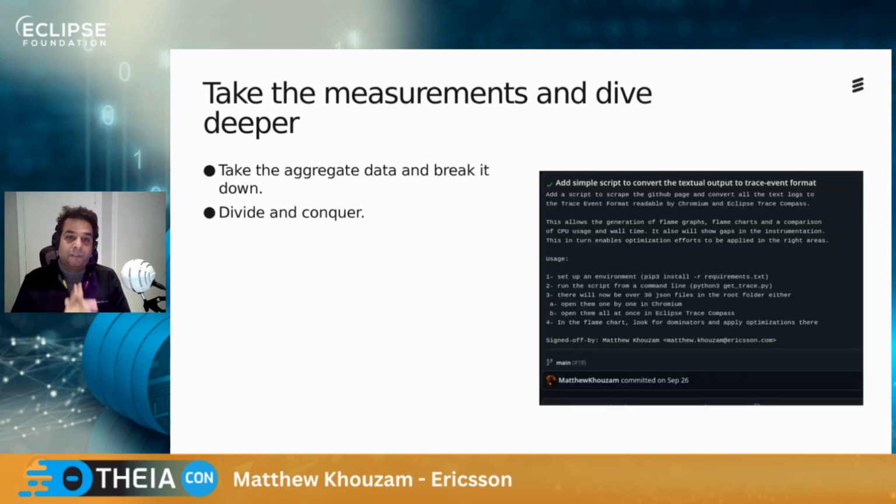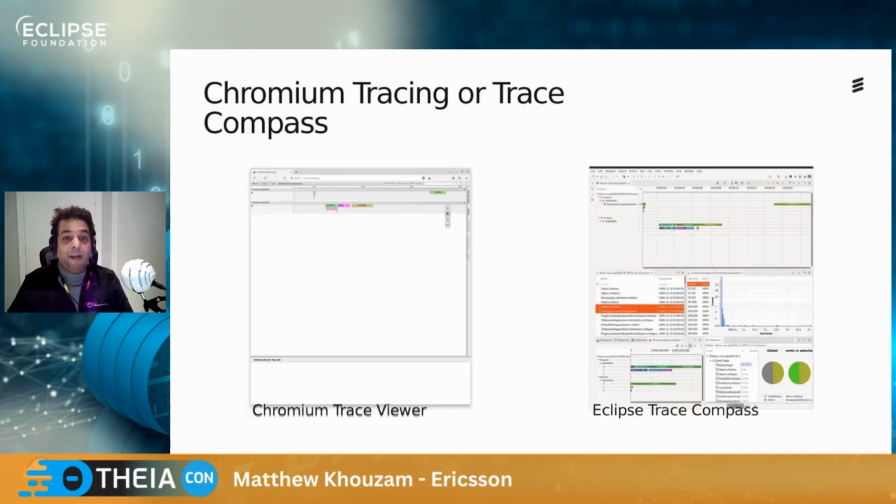So what we needed to do was take these measurements and dive deeper. We divide and conquer. The good news is that the measurements that were done were a lot better than what was being displayed. And we could break it down into some more fine-grained information. This fine-grained information can be visualized by either Chromium tracing or Eclipse Trace Compass.